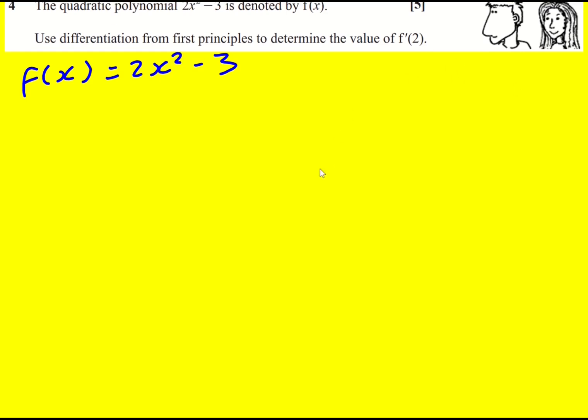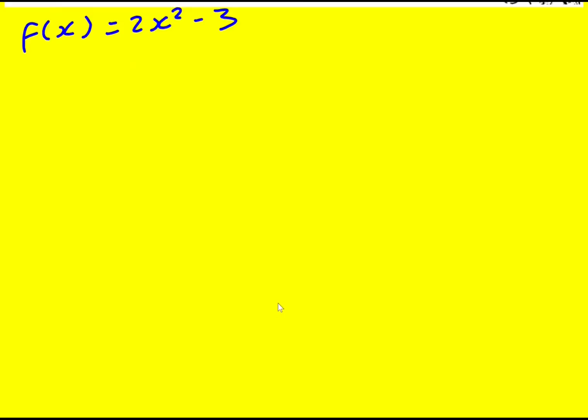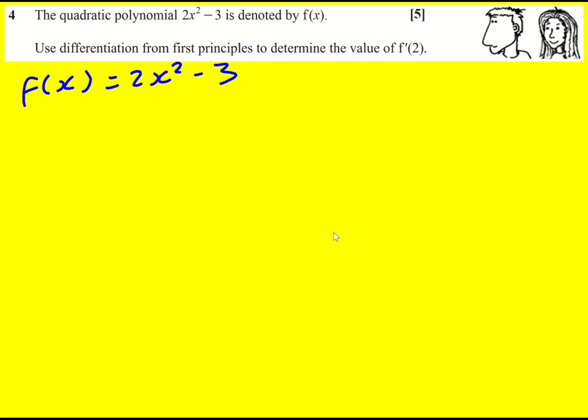You can either use the general formula for finding the derivative in terms of x, and then substitute in 2, or you can actually use 2 from the start. Now, I quite like to use the general formula, especially because it's something you can practice more often, and it's important to be able to do that anyway. So I'll show you how to do that, and then I'll show you how you could do it just by putting the 2 in.